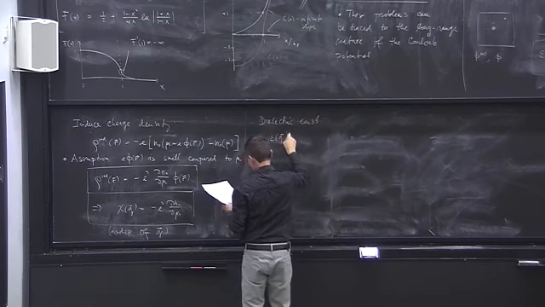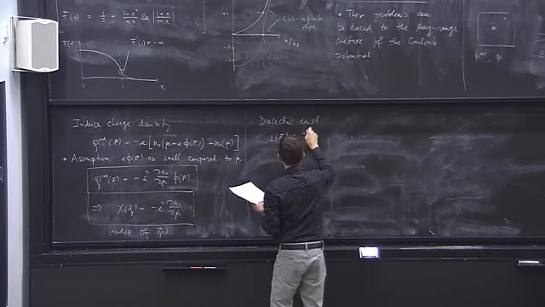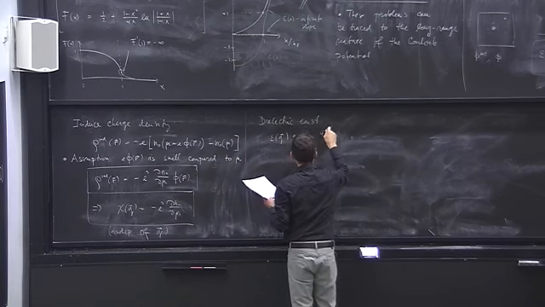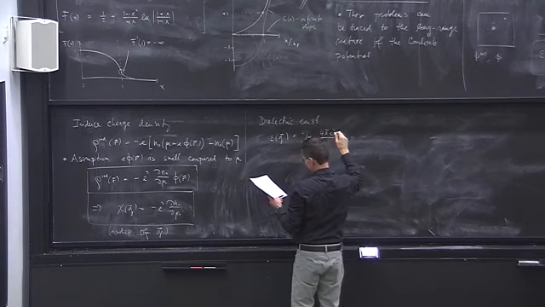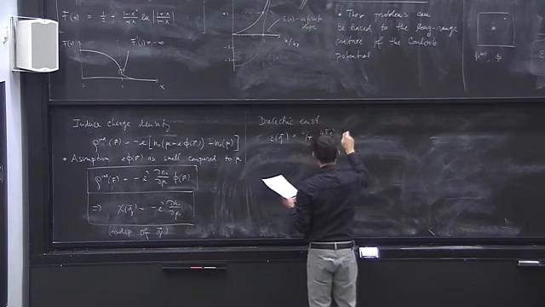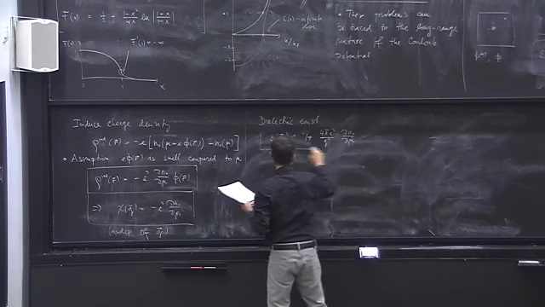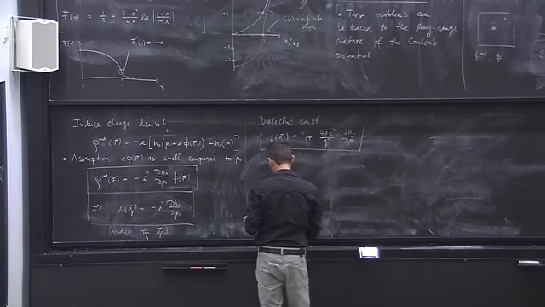Epsilon q is 1 plus 4 pi e squared over q squared dn naught over d mu. And let me put a frame around this.